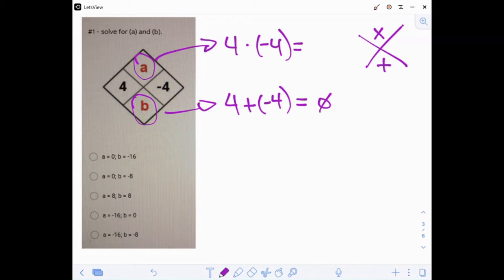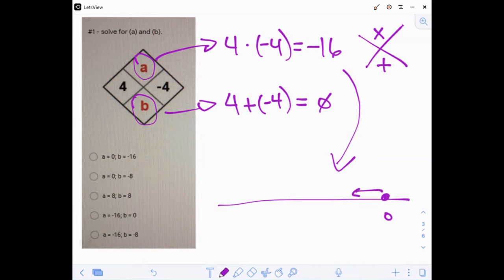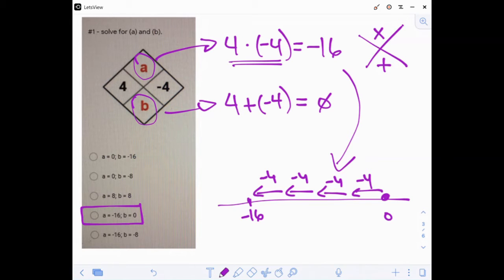Okay? And so if we want to talk about the language we've done before, we could say 4 groups of -4. So we have -16. And if you want to see that with Cecil, if Cecil started at 0, and he took 4 steps backwards to the left, 4 steps back to the left, he would end up at -16. That is 4 groups of -4. Okay, so the answer is A is -16 and B is 0. So it looks like we got this answer right here.